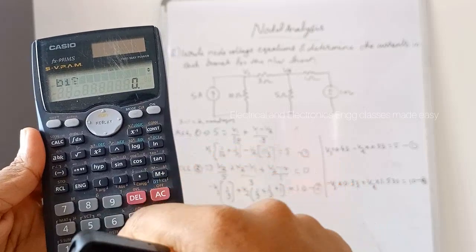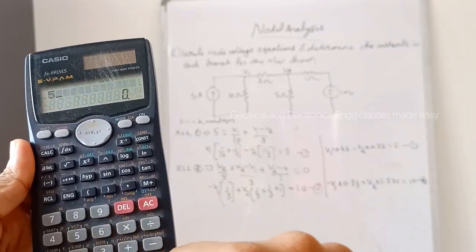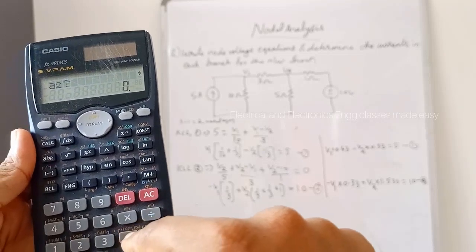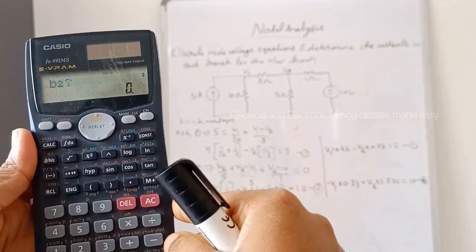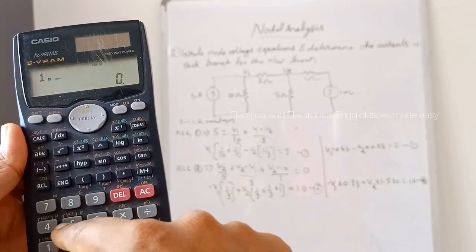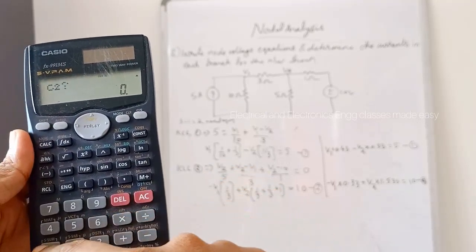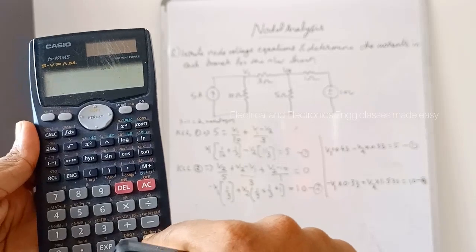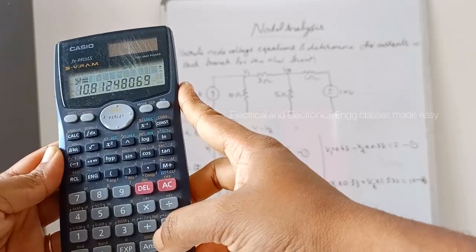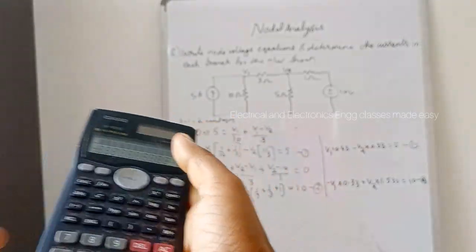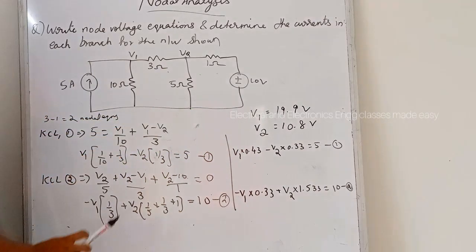Then B1 is minus 0.33, then C1 is 5, then A2 for the next equation is minus 0.33, then B2 is 1.533, then C2 is 10. So the solutions are 19.9 and 10.8. So V1 is equal to 19.9 volt and V2 is equal to 10.8 volt.